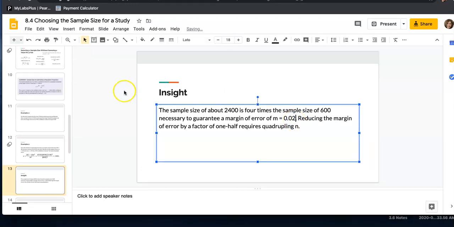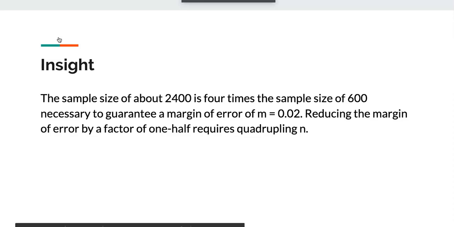Change that to 2 for me. That 2,400 is the required sample size to guarantee a margin of error m equals 0.02. m equals 0.04 was for the sample size of 600. Reducing the margin of error by a factor of 1/2, guess what happened? It required us to quadruple the sample size n. 600 times 4 is 2,400.